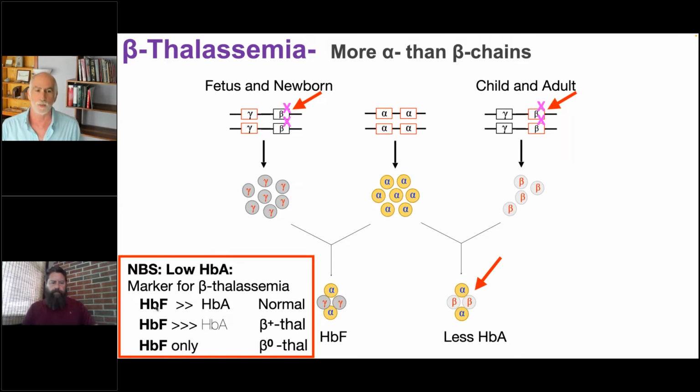So normally in the newborn period, you have a lot more F than A. In beta plus thalassemia, you make some hemoglobin A, but it's even further diminished. And in beta zero thalassemia, you don't make any hemoglobin A. So all you see on newborn screening is HbF.